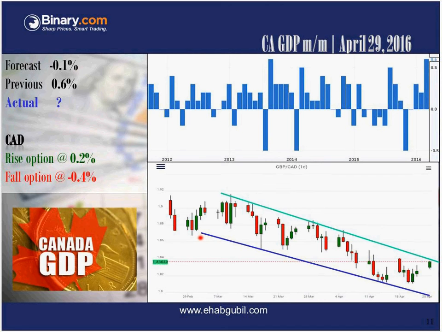This is today's candle, the pound candle will be short. If it breaks this resistance line, we should consider making a rise option on pound Canadian dollar, especially if we get a higher release on Friday. As usual, the duration of your option would be based on your chart time frame.